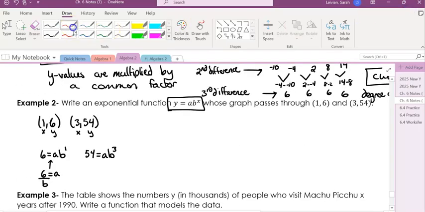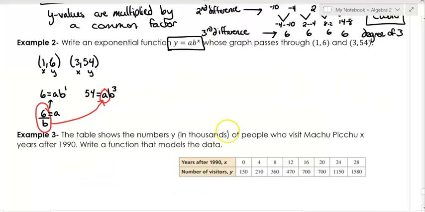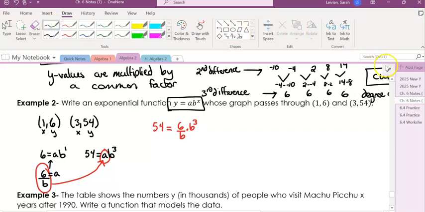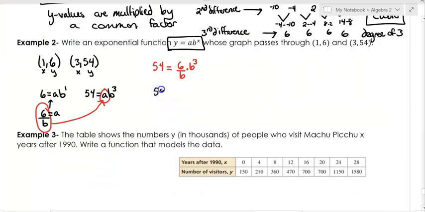Okay, so what we're going to do is take this 6 divided by b, and substitute it in for a in the other equation, because it's what a equals, that's why it's okay. So we're plugging it in there. So we have 54 equals, and instead of a, we have 6 over b times b cubed. Okay, so that was us just substituting in. If we simplify that, 6b cubed divided by b. Remember, you subtract your exponents, and so you get 6b squared, because b cubed over b is b squared.